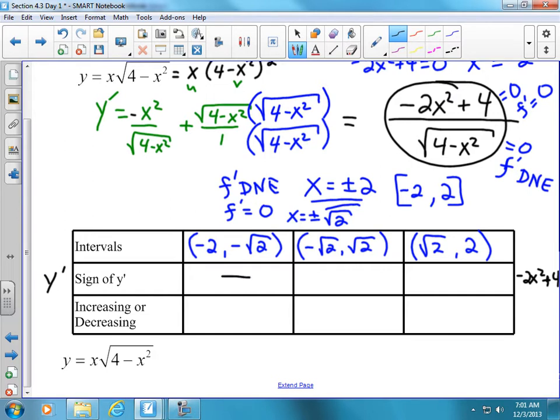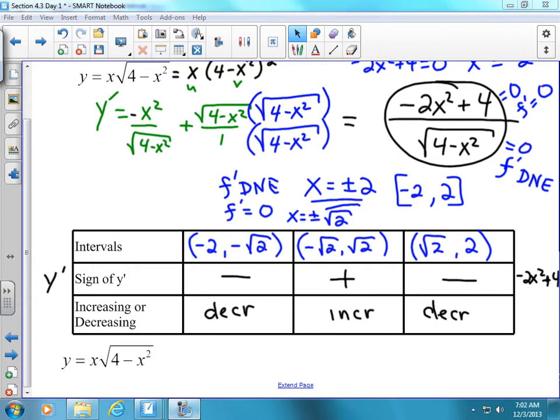In this interval, they're negative. In this interval, they're positive. And in this interval, they're negative. You have to take a number between square root of 2 and 2, or you could put it in your calculator and see what happens when you have 1.8. This derivative will be negative. All right, that means this is decreasing, increasing, and decreasing. Okay, now we're going to have 4 points.